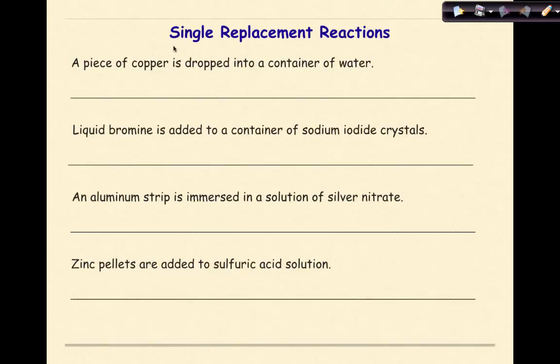Welcome to a little review of single replacement reactions. A piece of copper is dropped into a container of water. So we have two reactants here. We have copper and we have water. Remember, copper is going to be represented as Cu. Is dropped into a container where we can consider that a plus, and then water is H2O.